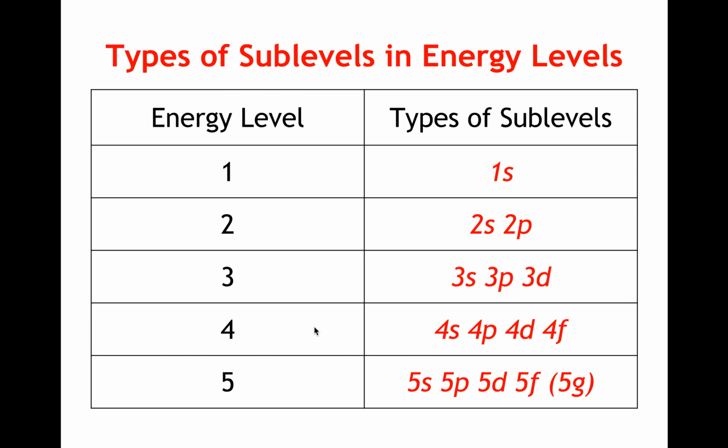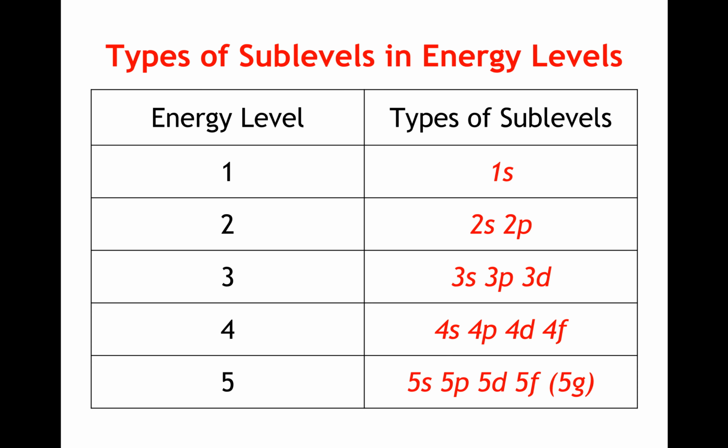So the types of sublevels: here's our energy, n for energy, 1, 2, 3, 4, 5. In energy level 1, we would have only one type of sublevel, and that'll be 1s. Energy level 2 has two sublevels, 2s and 2p. Energy level 3 has 3s, 3p, and 3d. Energy level 4 has 4s, 4p, 4d, and 4f, and finally energy level 5 has 5s, 5p, 5d, 5f, and 5g if we had enough atoms.